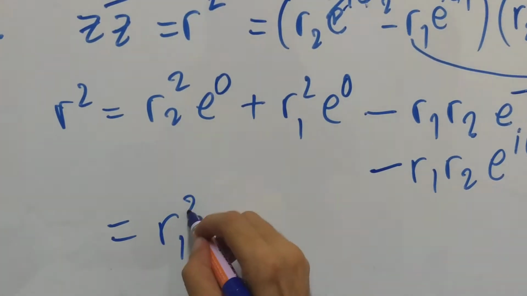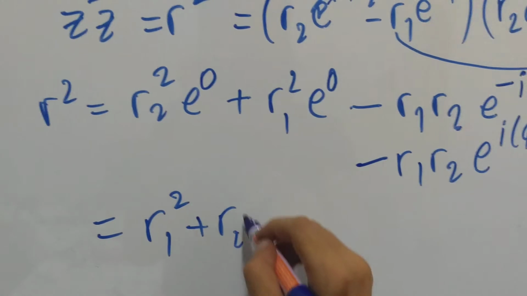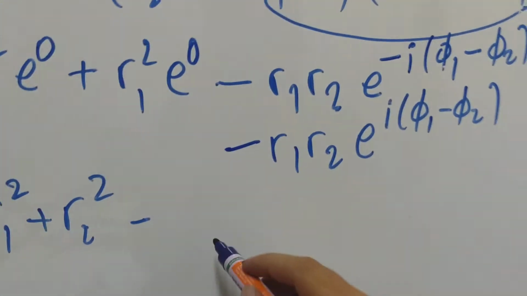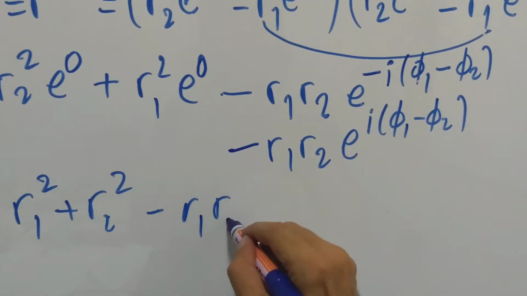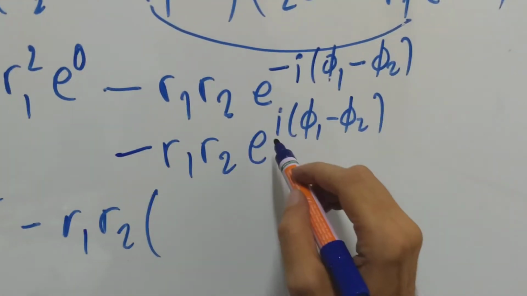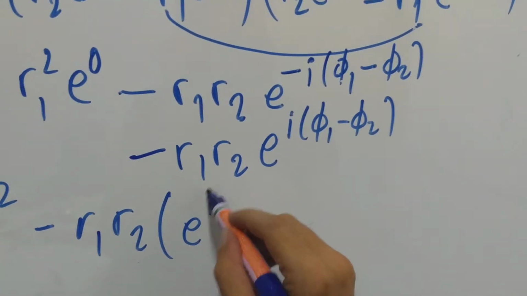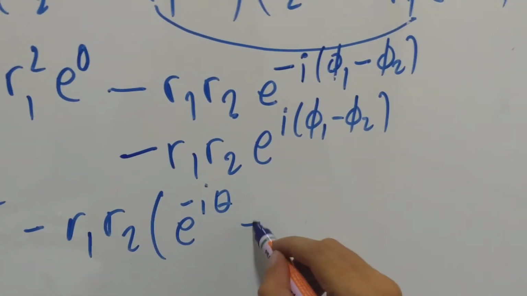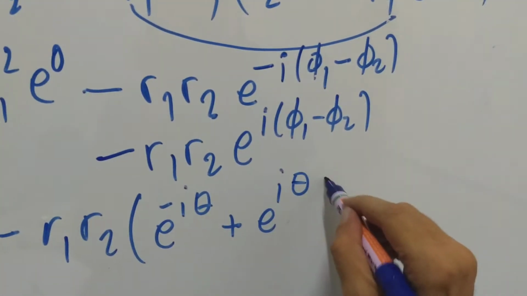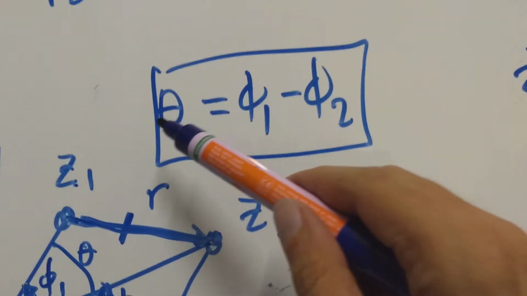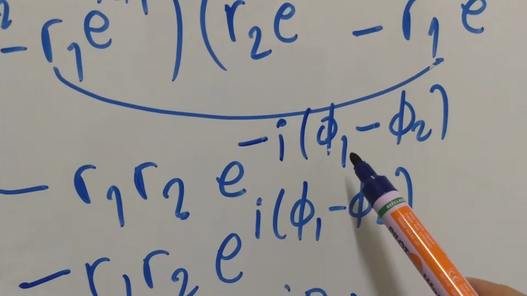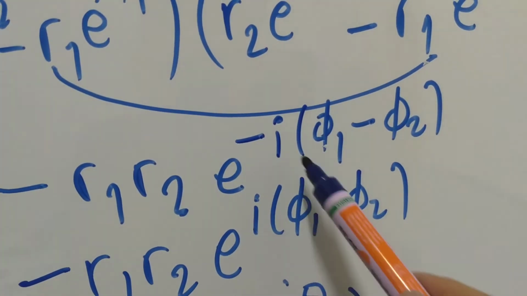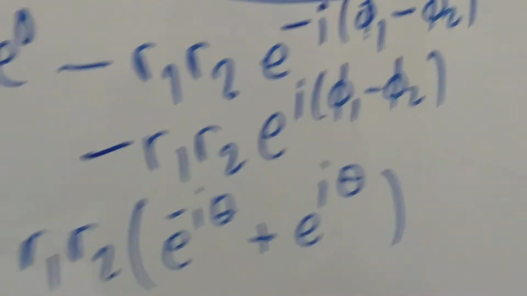So I get R1 squared plus R2 squared minus R1, R2. Now, this here is e to the i minus theta plus e to the i theta. You see? Because, look back here, what is theta? Phi 1 minus phi 2. So I use that here. Here it becomes minus i theta and i theta.